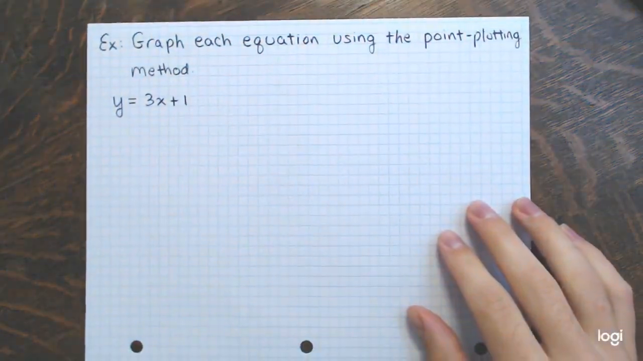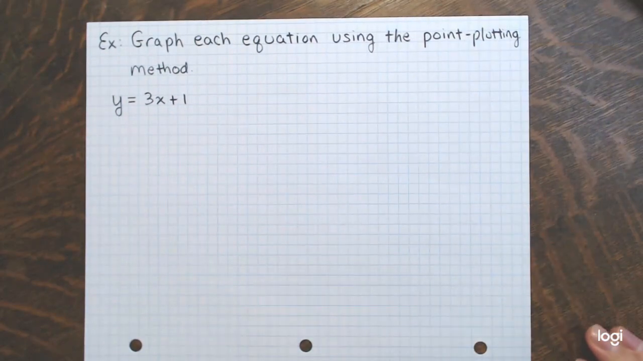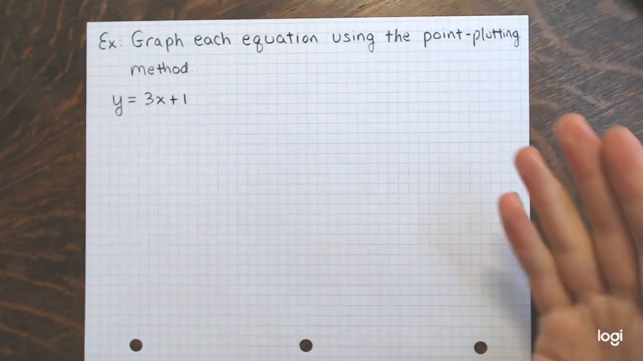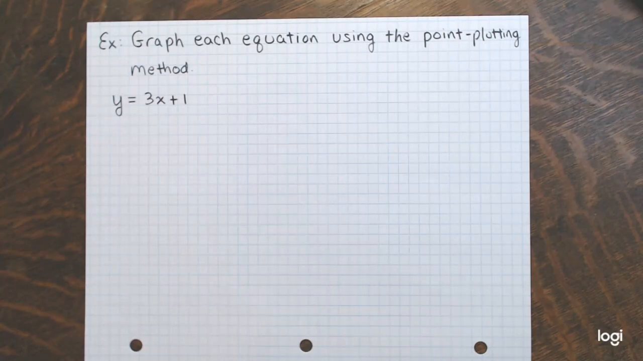All right, so the first of these, some graph paper here. If you don't have graph paper, that's fine. You can just make your set of axes on a piece of paper and try to eyeball it by hand. Maybe use a ruler for a straight edge. Here I'm asked to graph the equation using the point plotting method.